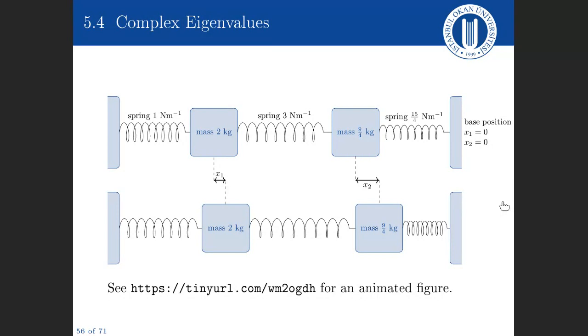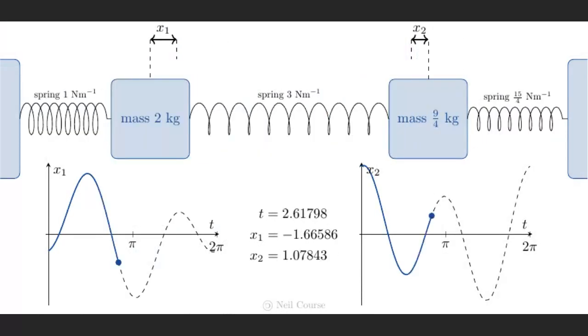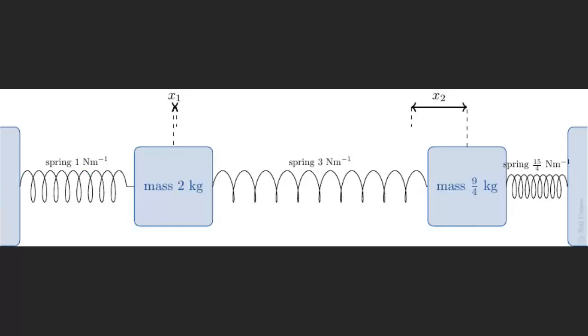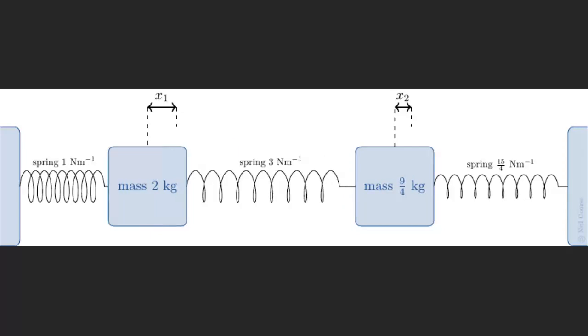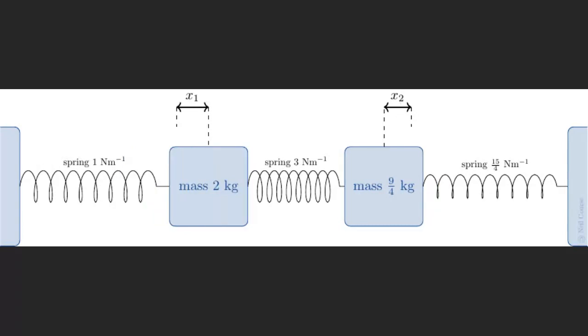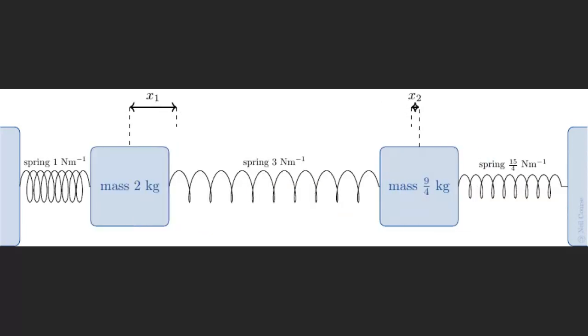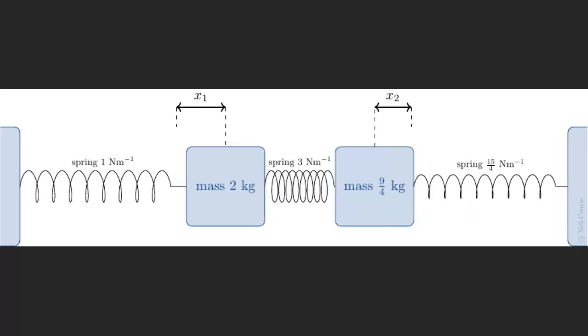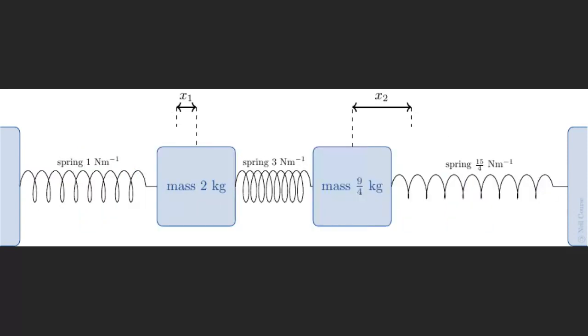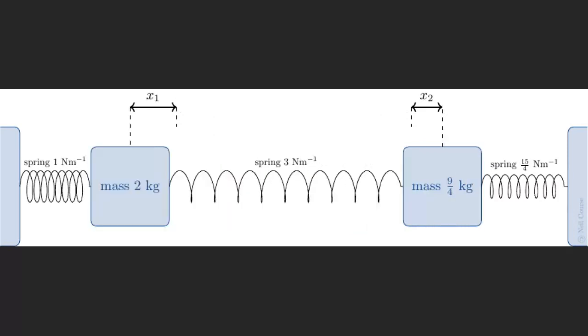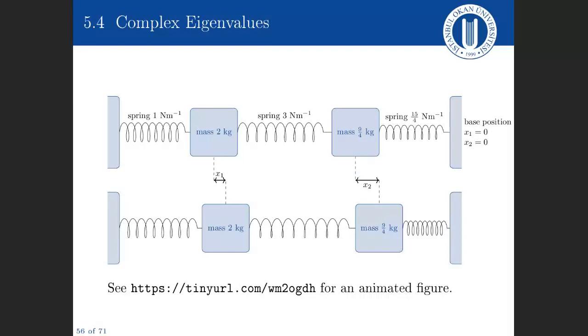Now, let's look at the dynamical system which I referred to at the start. Suppose we have our two masses which are moving left and right, two masses connected to each other and to the walls with springs. I want to model this system. Suppose our masses have mass 2 kilograms and 9 over 4 kilograms. Let's suppose our springs have spring constants 1 newton per meter, 3 newtons per meter, and 15 over 4 newtons per meter.